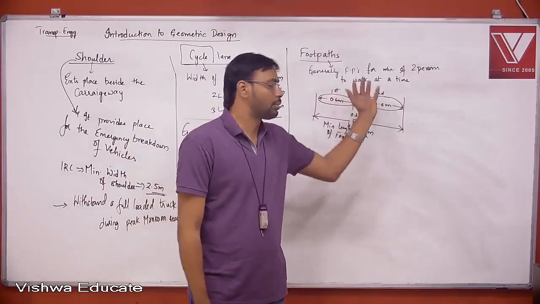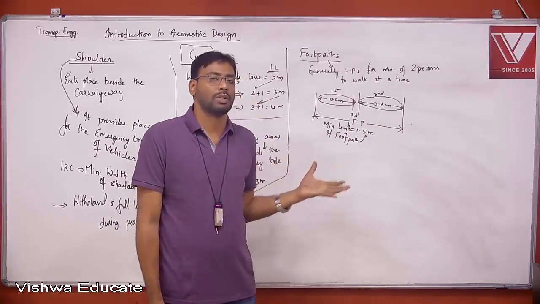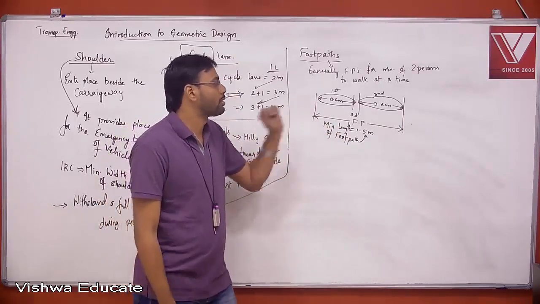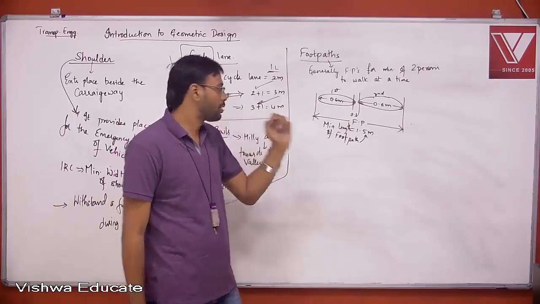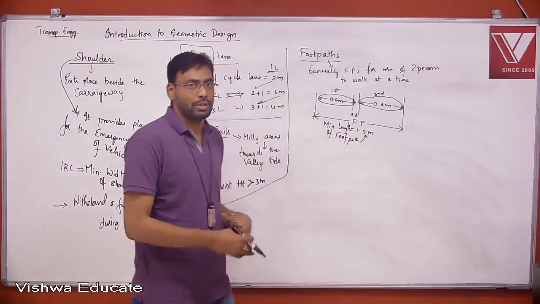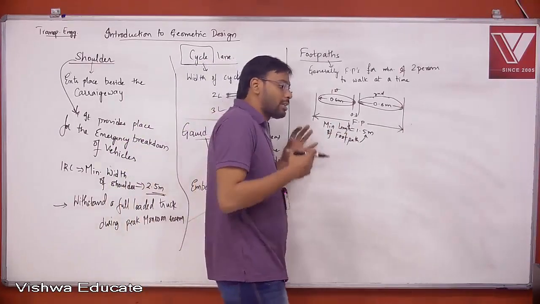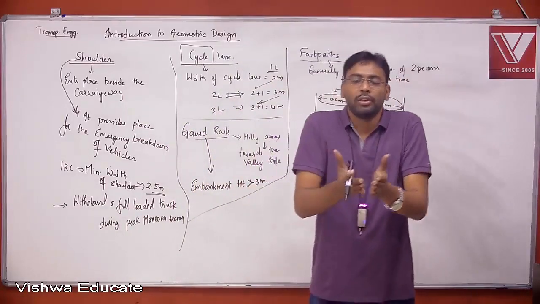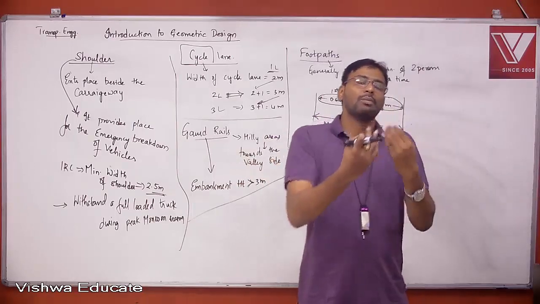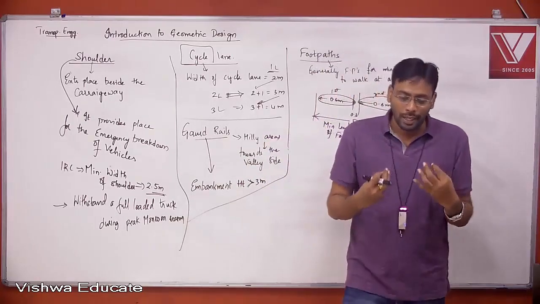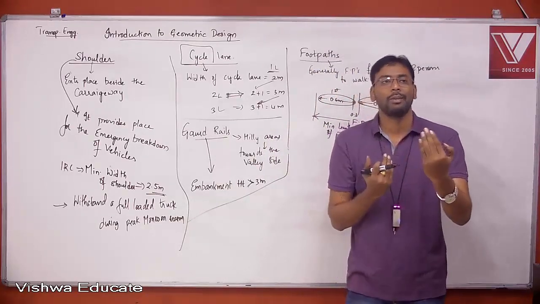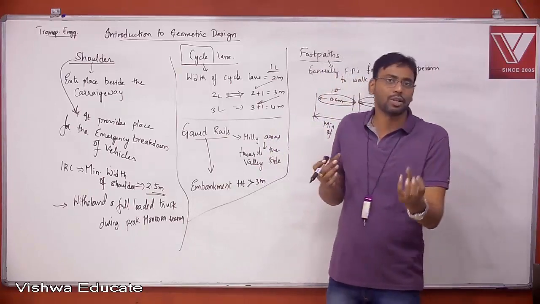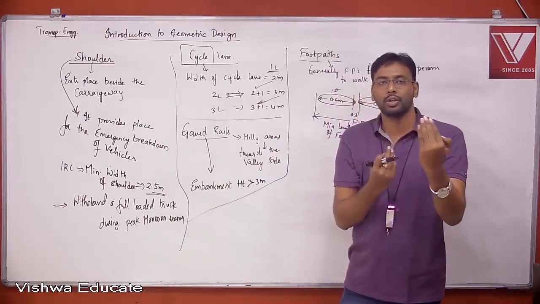So 2 persons with 60 centimeters each and 30 centimeters clearance. 60 plus 60 is 120. 120 plus 30 is 150. 150 centimeters is nothing but 1.5 meters. But that is the minimum. As the number of pedestrians increases, you should increase the width. Similarly, one-way movement and two-way movement also matter. If two-way movement is there, then there will be more obstructions, so the capacity of the footpath decreases.